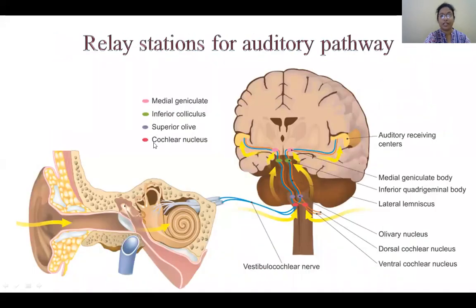So coming to the relay stations for the auditory pathway. Last time we had seen, and I hope you all are familiar with these names: the cochlear nucleus, superior olivary nucleus or complex, inferior colliculus, and medial geniculate body.